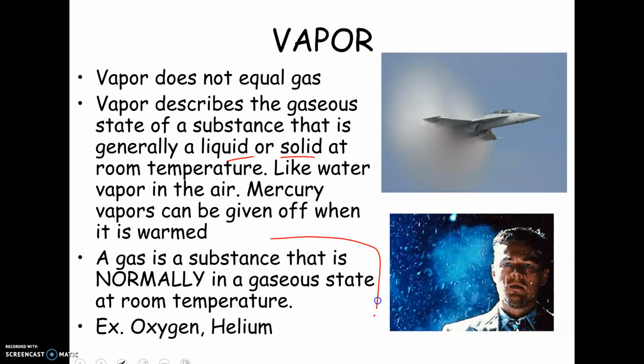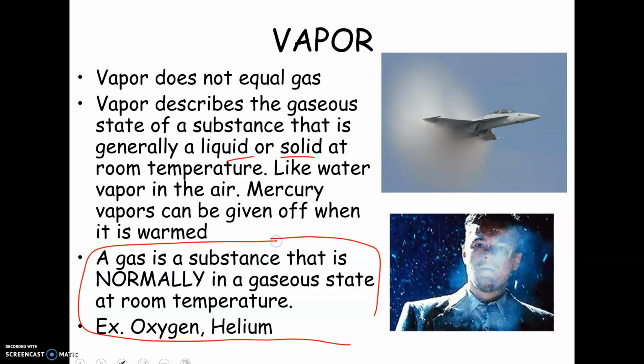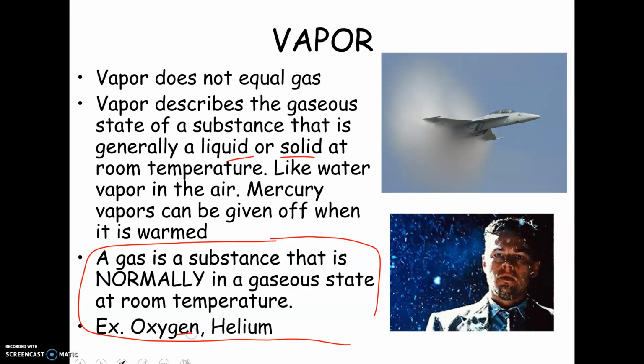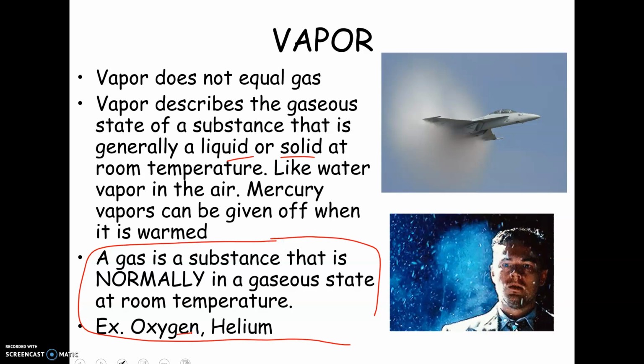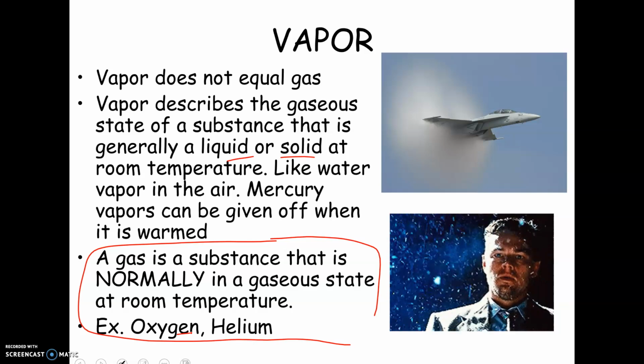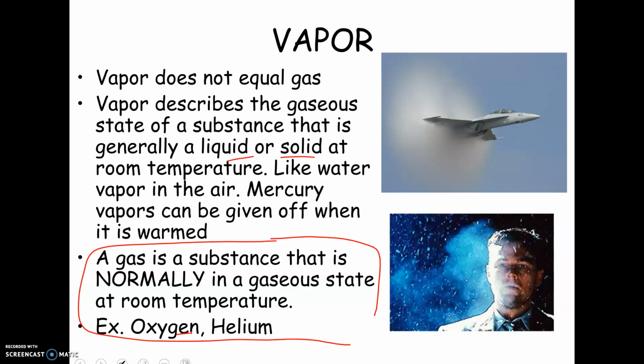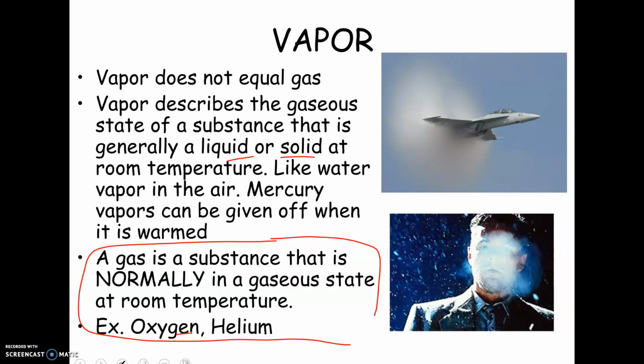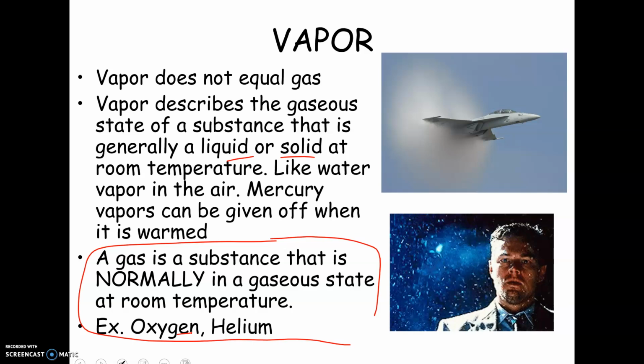So a gas is something that is normally in that state at room temperature. So for example, oxygen gas. At room temperature, oxygen is a gas. Water is a liquid. So any water particles that are in the air as humidity would be called a vapor, not a gas. It's just a little nuance there.